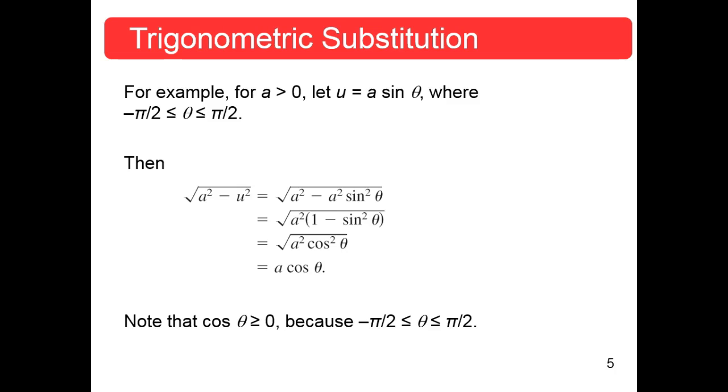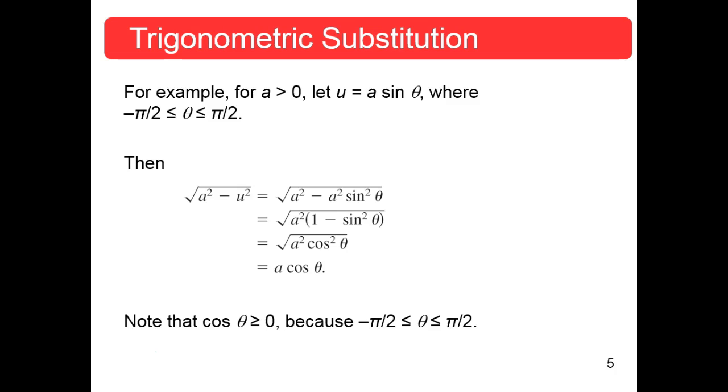Okay. So, the example: if you have a greater than 0, you're going to let u equal a sine theta and keep theta between minus pi halves and pi halves. Okay? Now, why would theta need to be between there? Well, if you think about it, sine is monotonic in between there. So that's probably going to work pretty well. And it can equal either one of those endpoints.